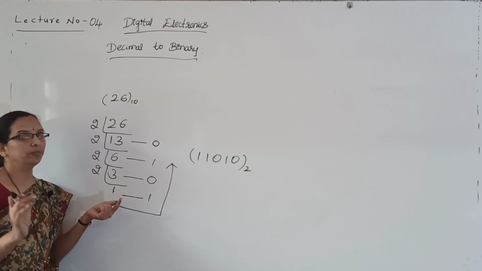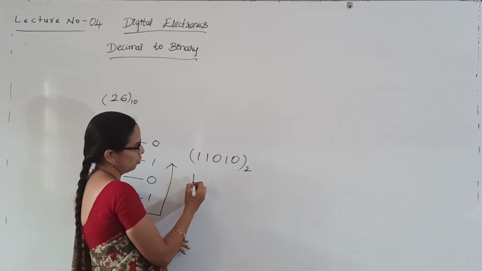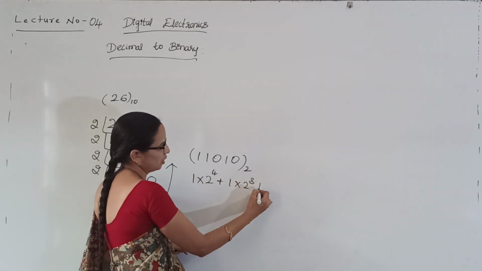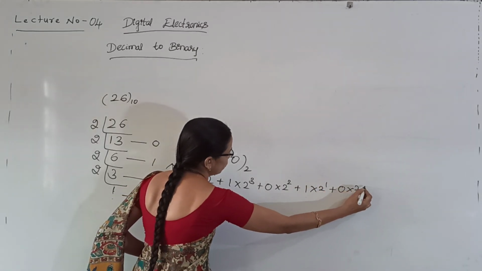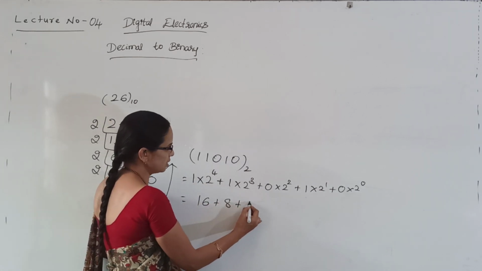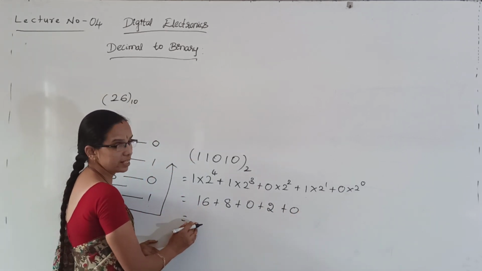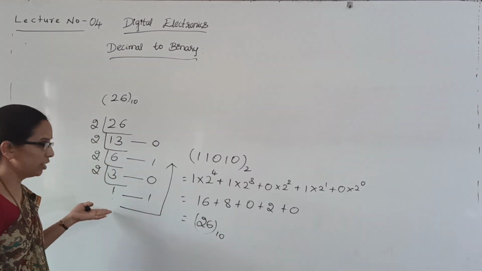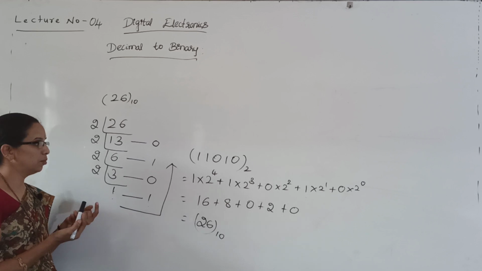You already know binary to decimal conversion. If you want, you can verify this. 1 into 2 power 4, 1 into 2 power 3, 0 into 2 power 2, 1 into 2 power 1 and 0 into 2 power 0. So it will be 16 plus 8 plus 0 plus 2 plus 0. 16 plus 8 is 24, plus 2 is 26. You can verify this if you have time. Otherwise, after learning the process, it will be very easy.